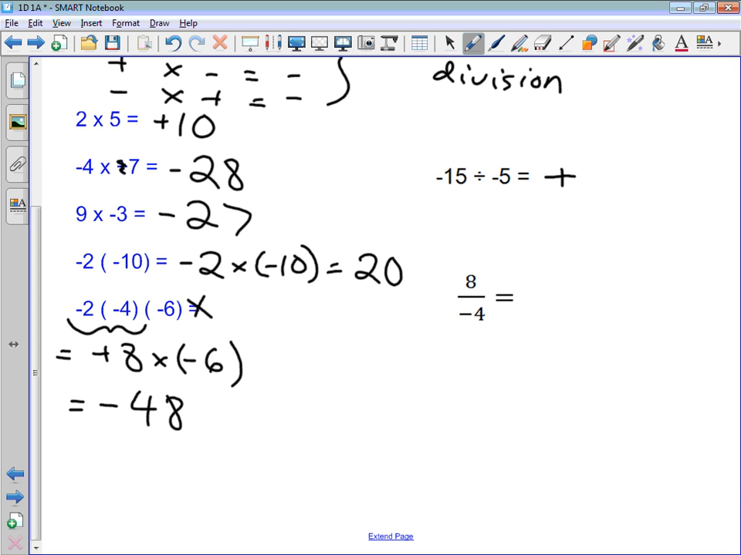Division here, what do you think? Positive 3, absolutely. And of course, the other form of division here, where we write this in fractional form, 8 divided by negative 4, negative 2. Okay. So multiplication and division of integers, pretty straightforward.